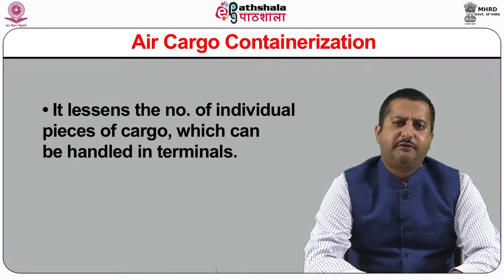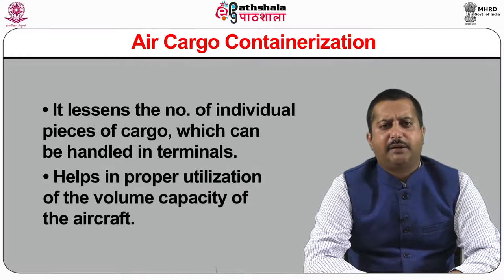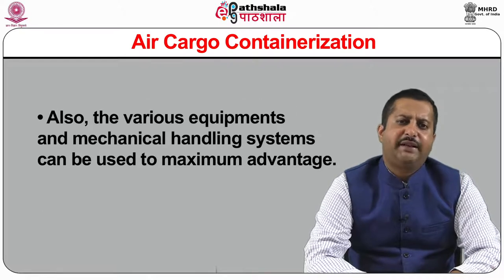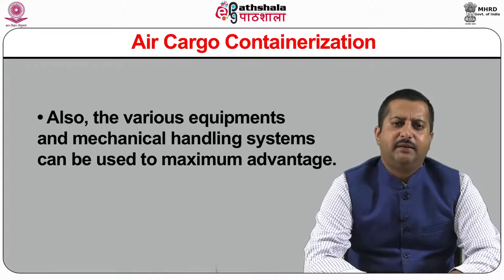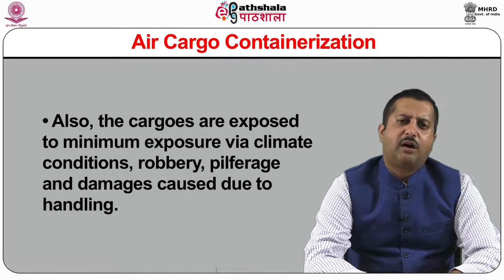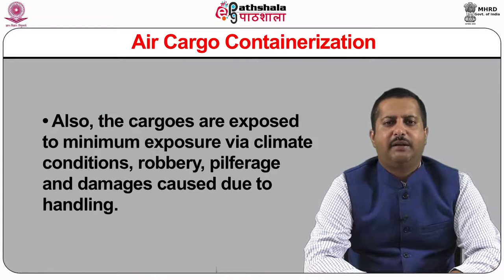At times, some items are excluded by carriers or forwarders from the list of FAK special rates or IATA's list of dangerous goods. Air carriers prefer containerized shipments on a number of grounds: it lessens the number of individual pieces of cargo which have to be handled in terminals. It also helps in proper utilization of the volume capacity of the aircraft. Also, various equipment and mechanical handling systems can be used to maximize the advantage. It leads to fast loading and unloading of aircraft. Also, the cargoes have minimum exposure to climate conditions, robbery, pilferage, and damages caused due to handling.